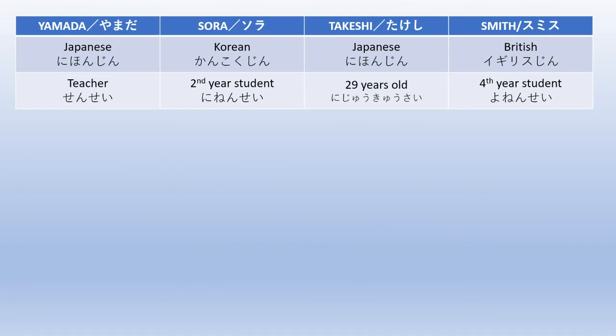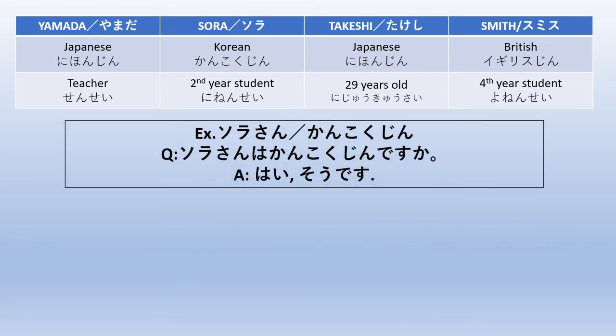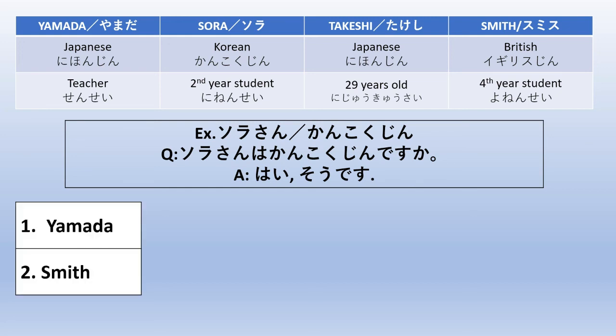Another exercise. These are main characters and we're going to make a question sentence using their description. For example, Sora-san, she is a Korean, Kankokujin. So the question is, Sora-san wa Kankokujin desu ka? And the answer is, Hai, so desu. Yes, I am. We will do it for Yamada and Mr. Smith. You can pause the video and try and answer.